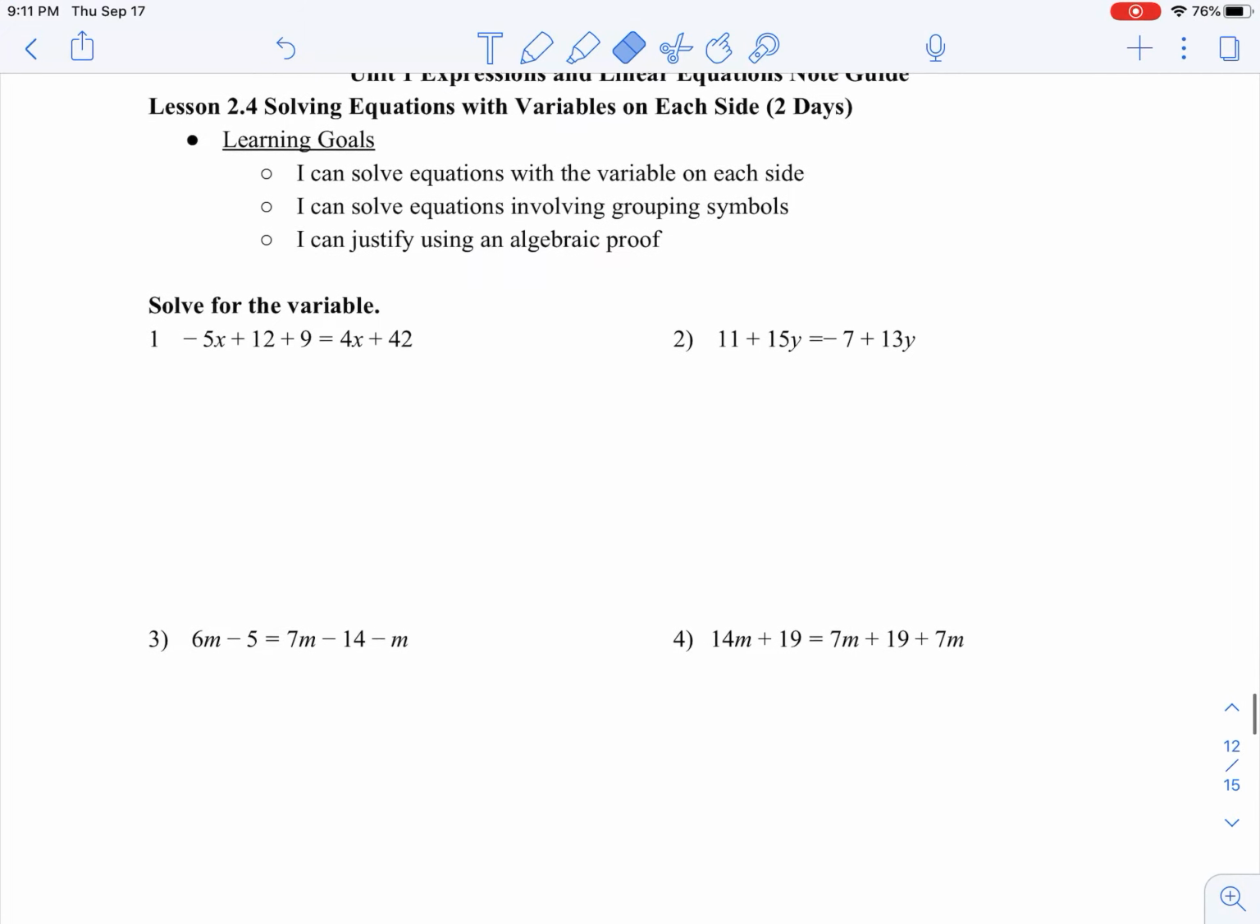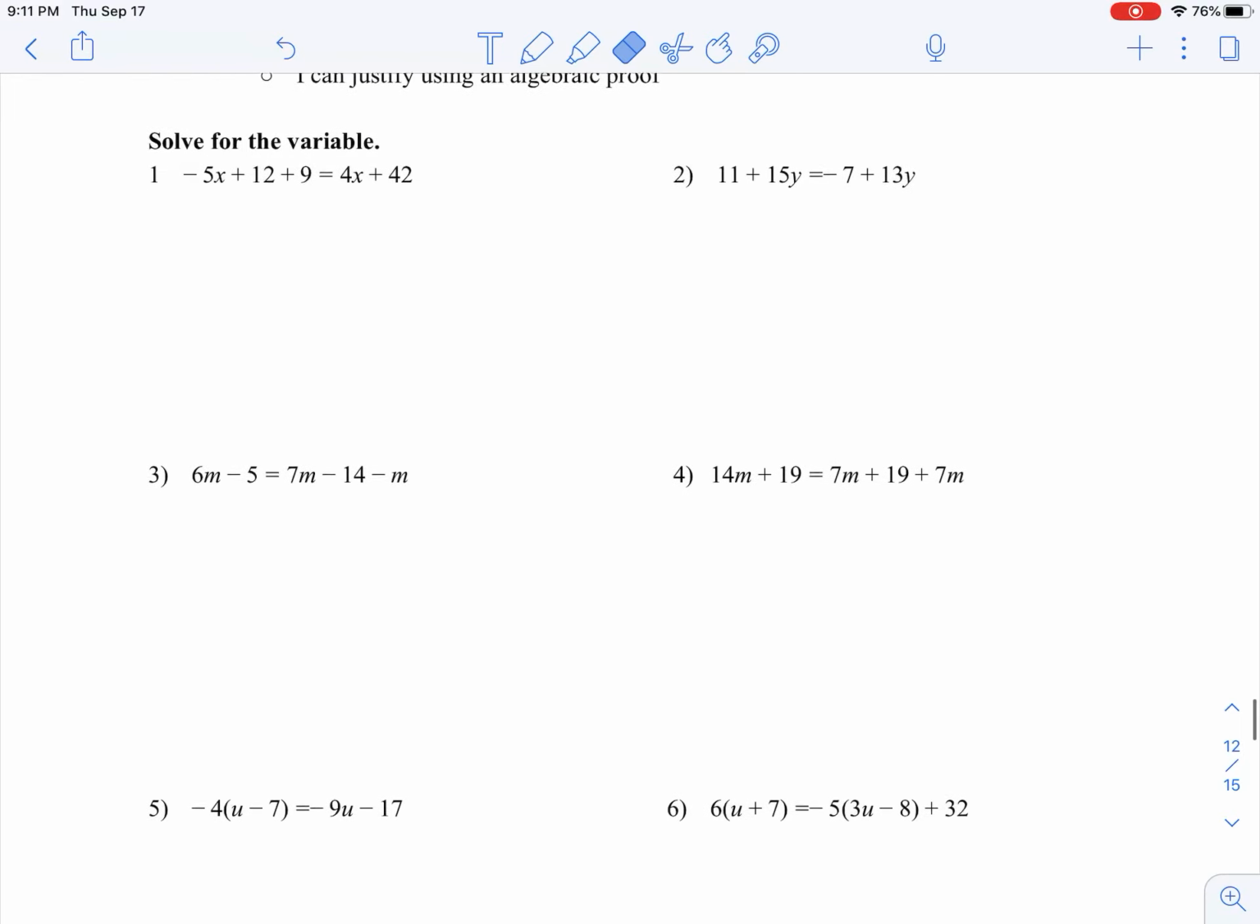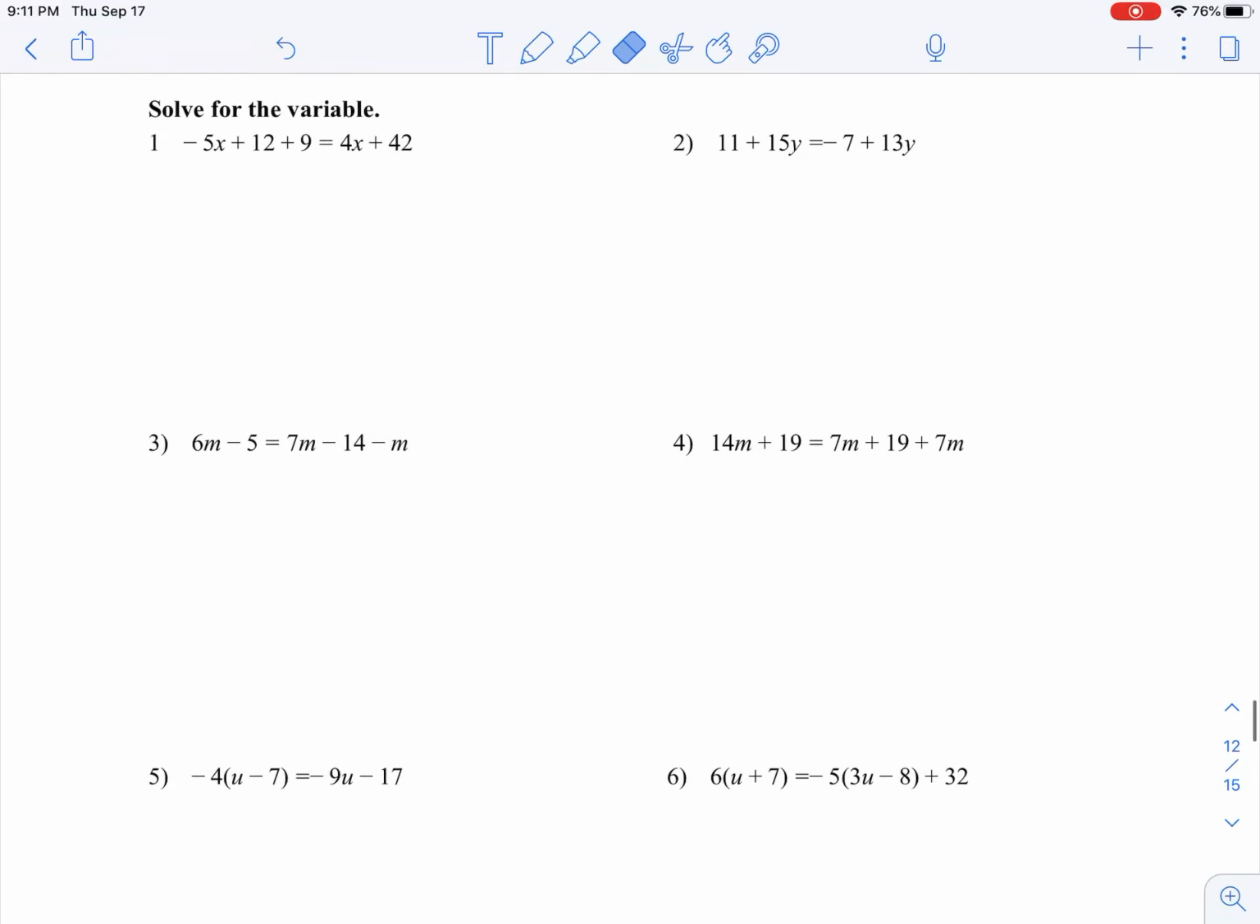This is lesson 2.4, and we are going to be solving equations with variables on each side. So for number 1, I see I have a 5x right here and a 4x right there. We need to get the variables to one side.